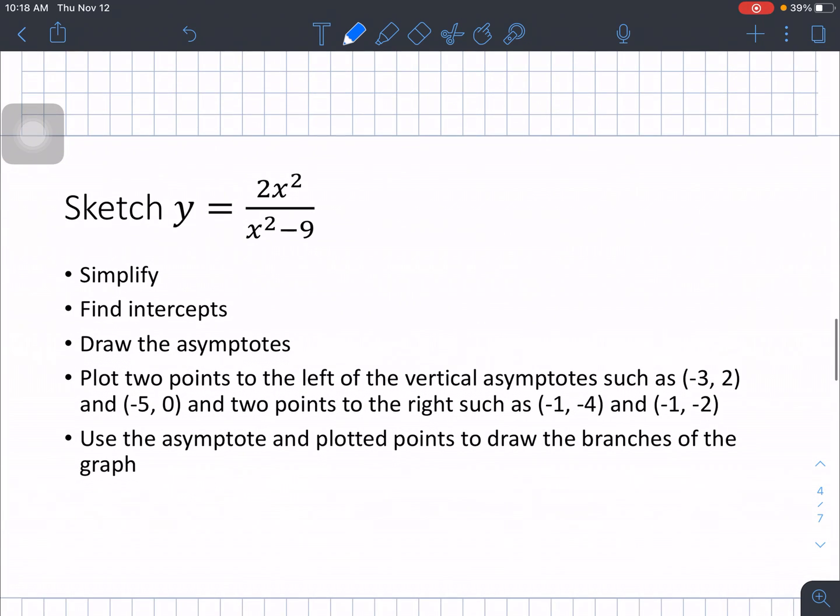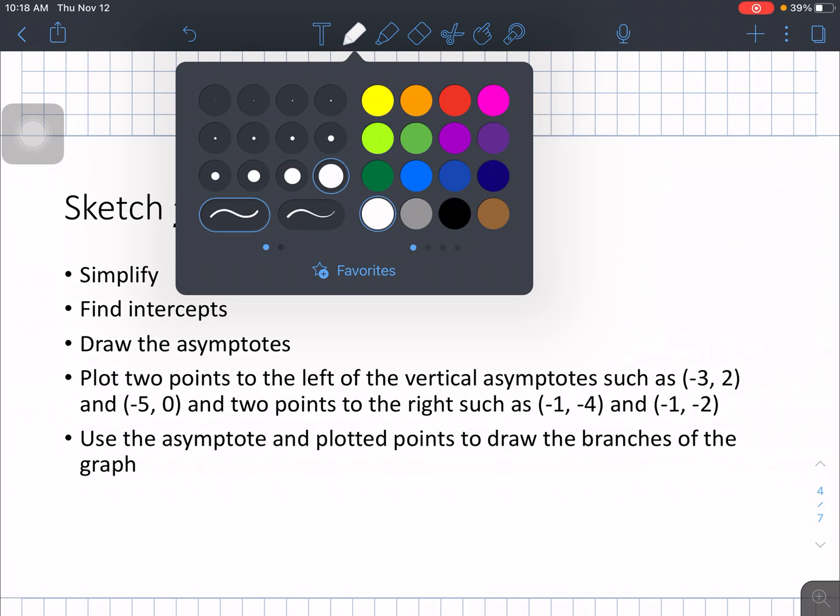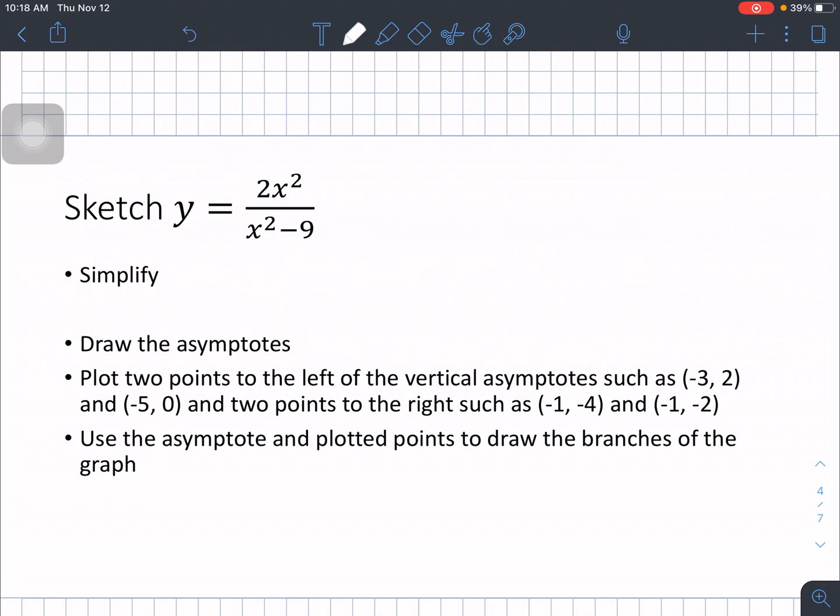Let's have another example: 2x squared over x squared minus 9. Again, we need to simplify this function, and it turns out it is already in its simplest form. So draw the asymptotes. First identify our asymptotes. For the vertical asymptote, get the denominator. So this will be x squared minus 9 is equal to 0, so x squared is equal to 9. x is equal to positive or negative 3.